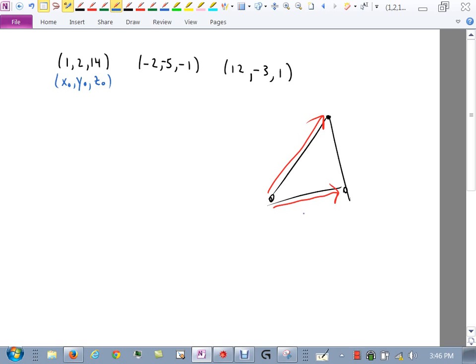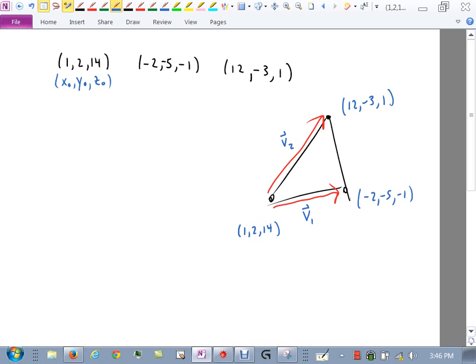Okay, let's just define these vectors. I'll call this one v1. I'll call this one v2. And let's just let this point be 1, 2, 14. We'll let this one be -2, -5, -1. We'll let this one be 12, -3, 1.